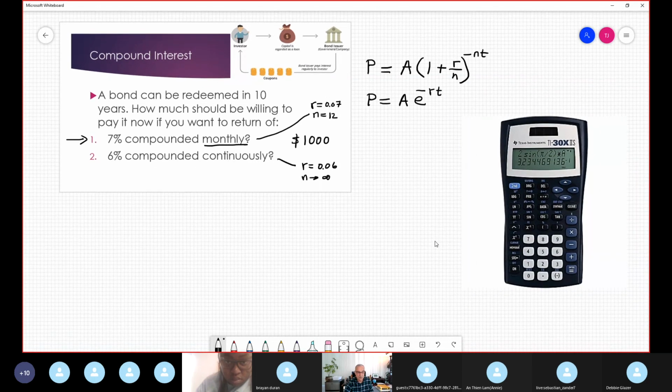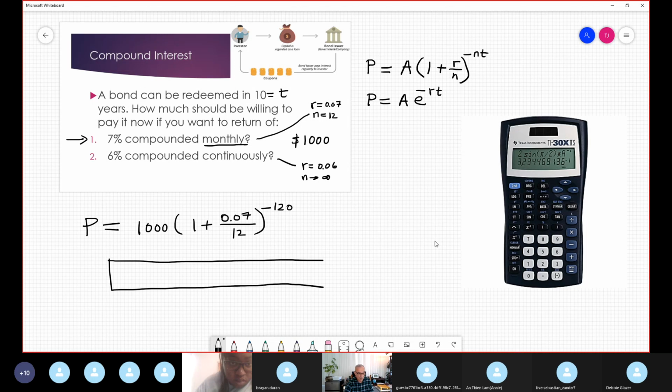The first: present value is equal to future value, which is 1,000, times 1 plus the interest rate 0.07 divided by 12, raised to the minus N times T. T is 10 years and N is 12, so it's negative 120. Let me put it in the calculator like that.